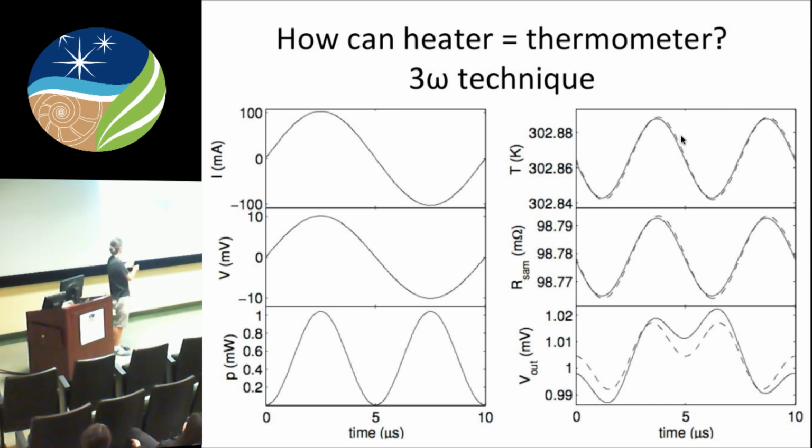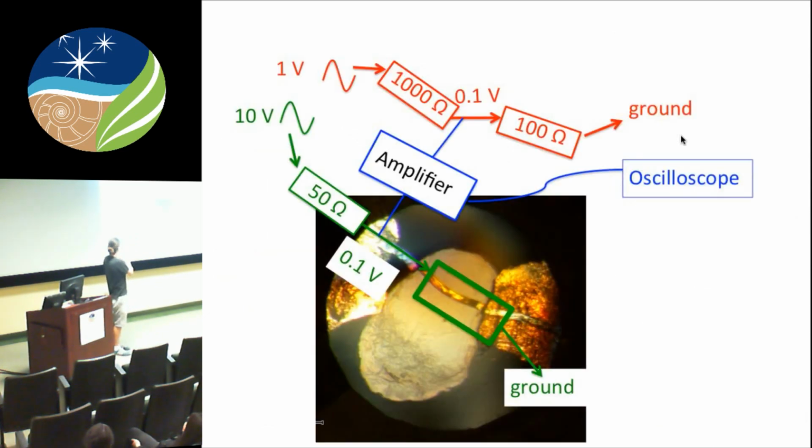But how to measure that voltage? Here's back to the schematic. Driving current through here, there are two voltages across this sample: the primary one being driven by the 10 volt sine wave, and then the one on top of that. So by taking another circuit, with just two off-the-shelf resistors and a differencing amplifier, I can possibly measure this dynamic resistance change, which tells me how much the temperature is changing. Okay, so that's the third harmonic technique. That's the way to make the heater both the heater and the thermometer.